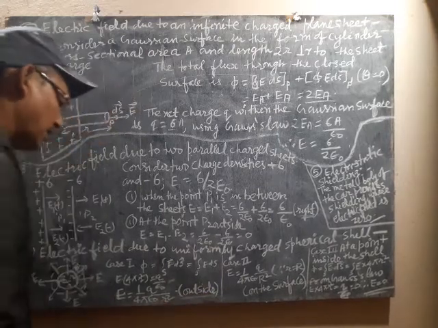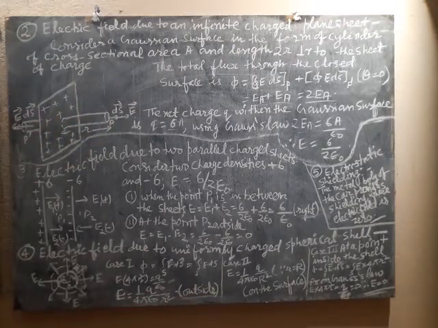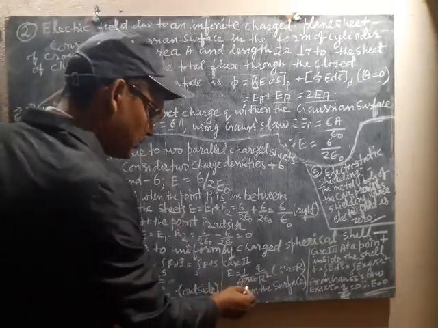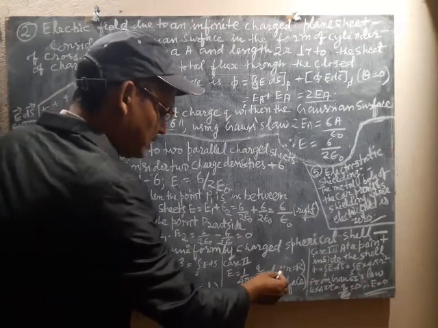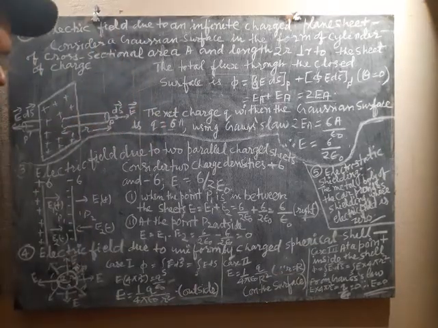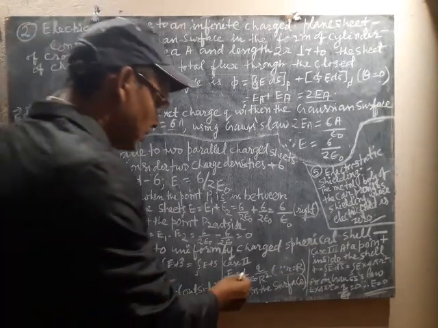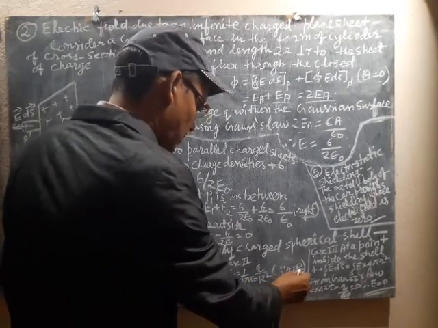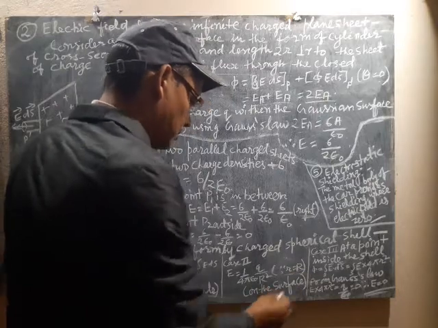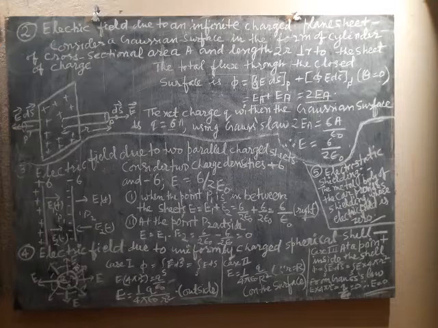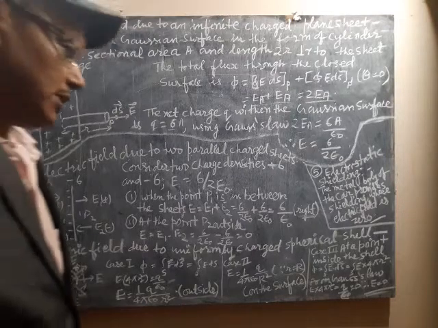In case of a uniformly charged spherical shell, case second, on the surface, E is equal to 1 by 4 pi epsilon 0 q by r square, where small r is equal to capital R, both the same, on the surface. Now there is also case third.